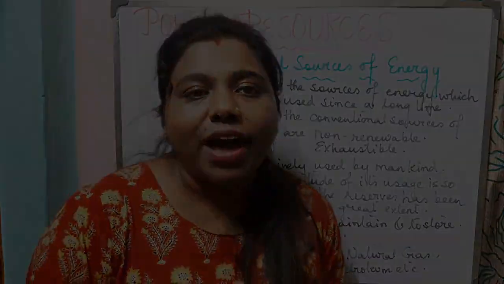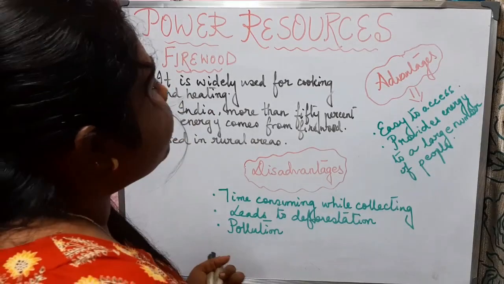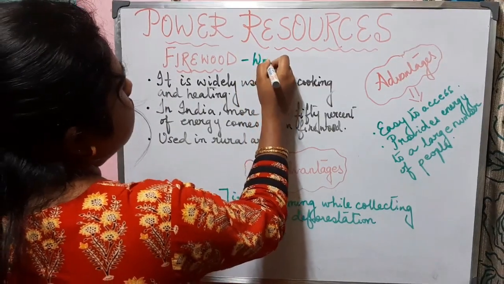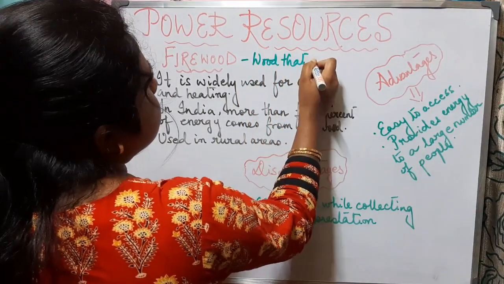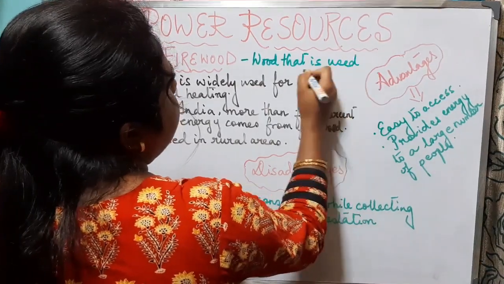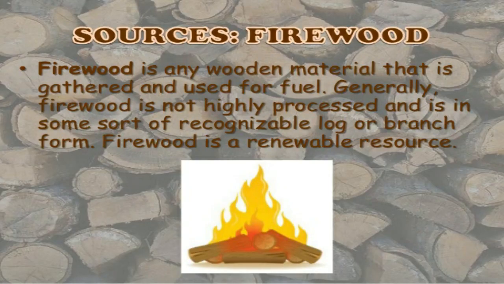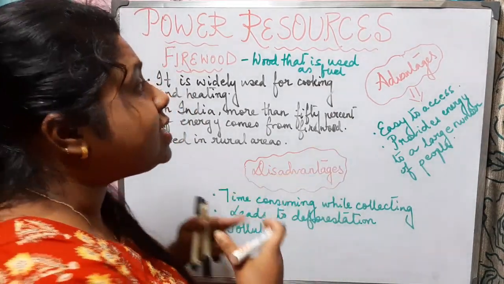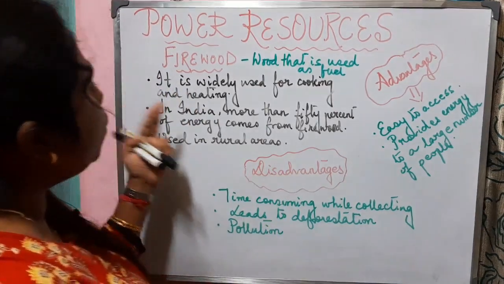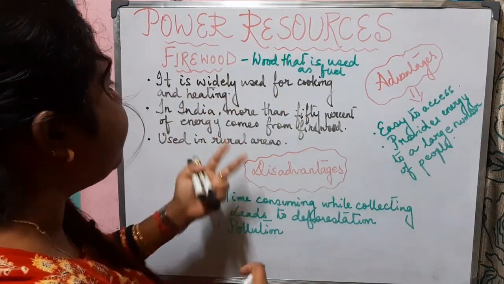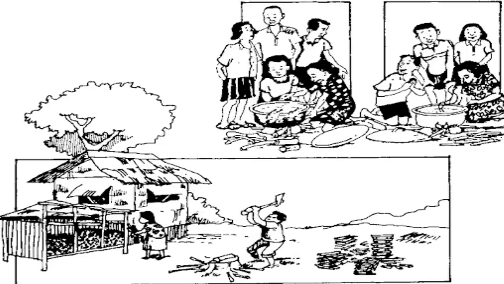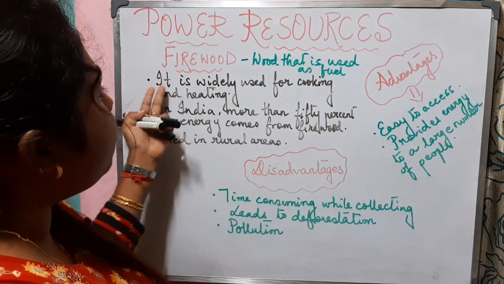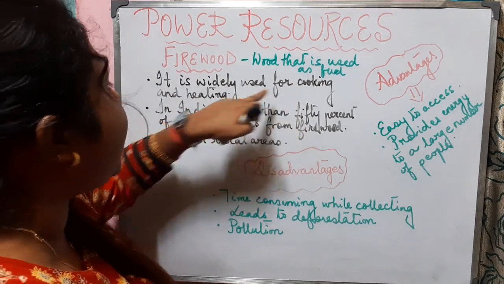So let us know firewood. What is firewood? Firewood is the wood that is used as fuel, which includes twigs and branches of trees. We also call them fuel wood or wood pellets. Firewood is widely used for cooking and heating. As I already said, it is wood that is used as fuel, so firewood is used as fuel for cooking and heating.